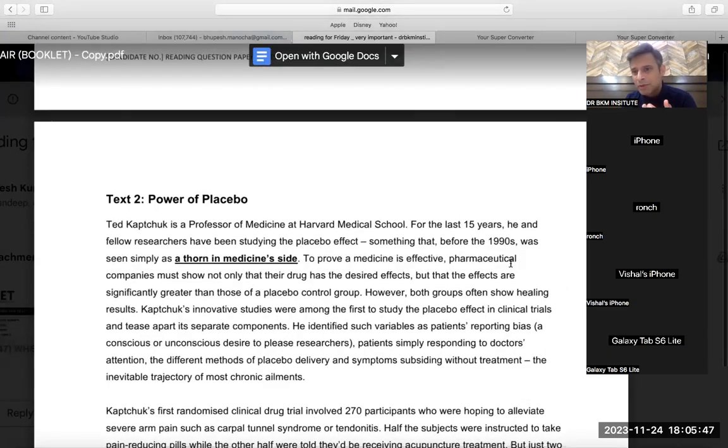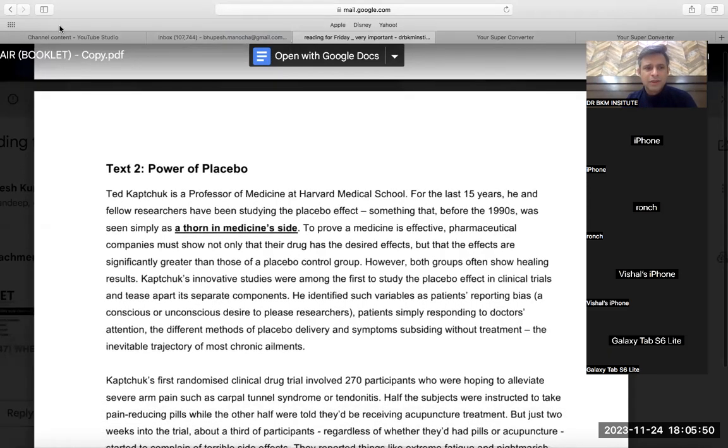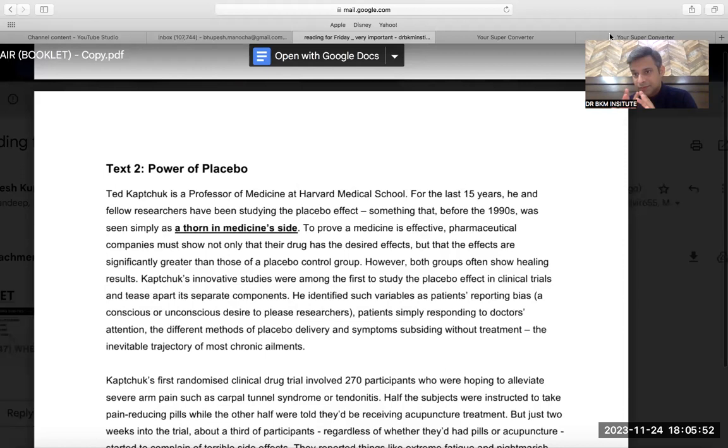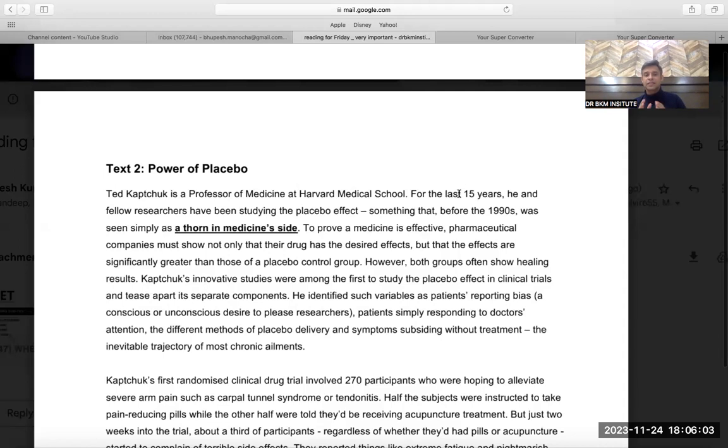Normally people call these lexical questions or phrases questions. But again, the question should be easy. Don't grade your question as difficult. Let's read: Kaptchuk is a professor of medicine at Harvard. For the last 15 years, he and fellow researchers have been studying the placebo effect, something before 1990 that was seen simply as a thorn in medicine's side. It means the placebo effect used to be a thorn in medicine's side.